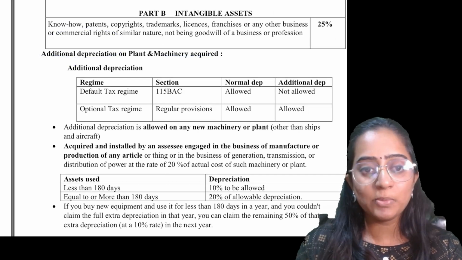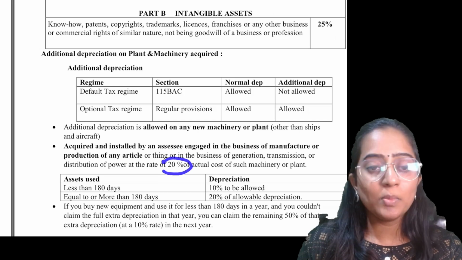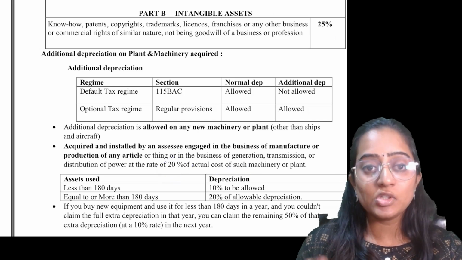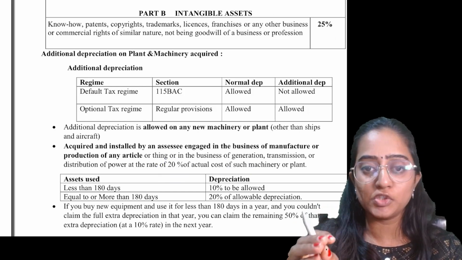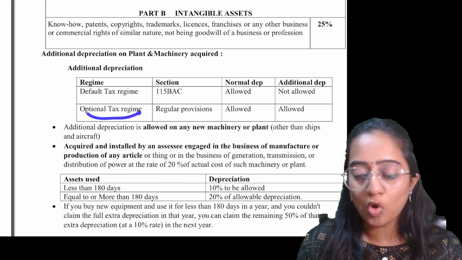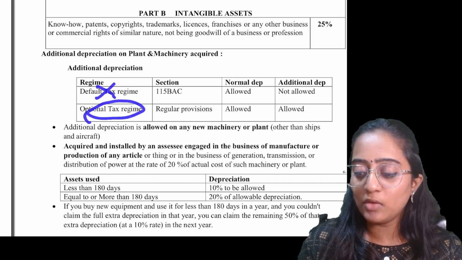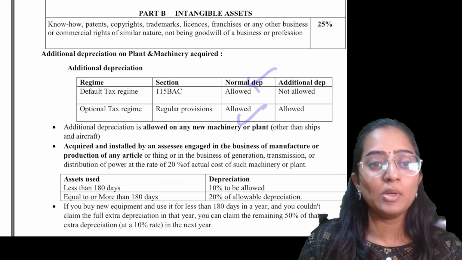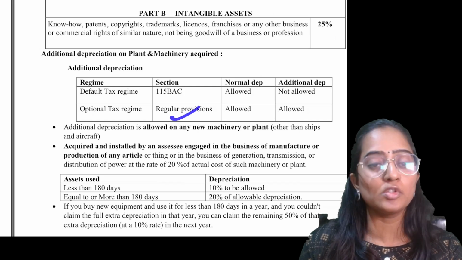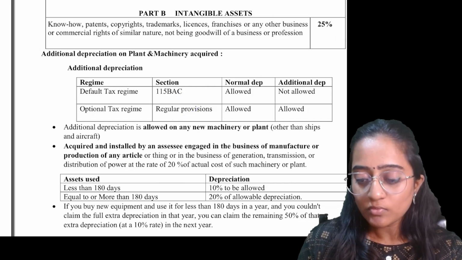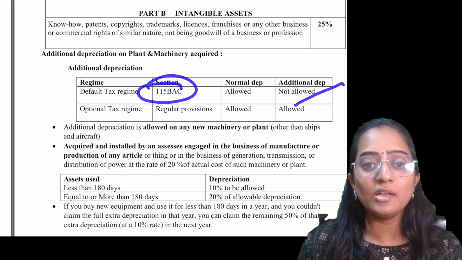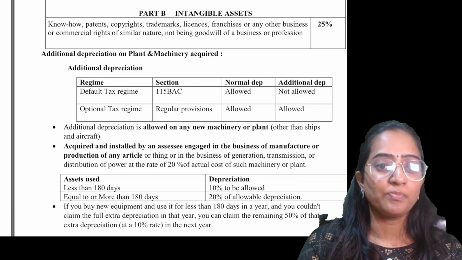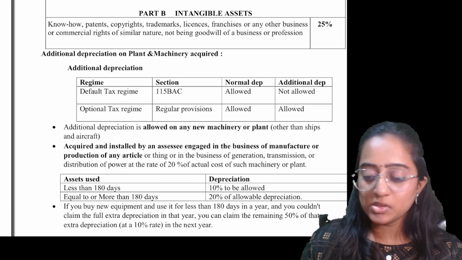First of all, for additional depreciation, the rate of depreciation would be 20% of the actual cost of such machinery. Remember, additional depreciation is allowed only in case of normal provisions, not in case of the default tax provision. Normal depreciation is allowed under 115BAC also, under the regular provisions also. But under 115BAC, you can't claim additional depreciation. You can claim only the regular depreciation. Clear? So, additional depreciation is allowed.